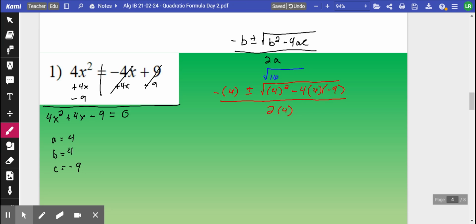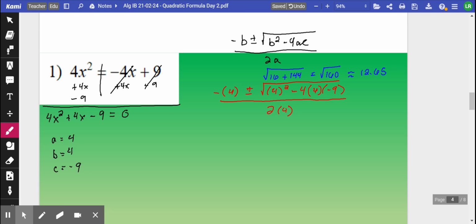-4 times 4 times -9 is positive 144. I add these together and I get 160. Since that's a positive number, I know I'm going to get two solutions. I need to figure out what this is, and I'm going to approximate that number. So the square root of 160, rounded to the hundredth, is 12.65.